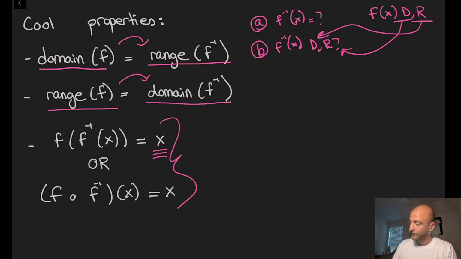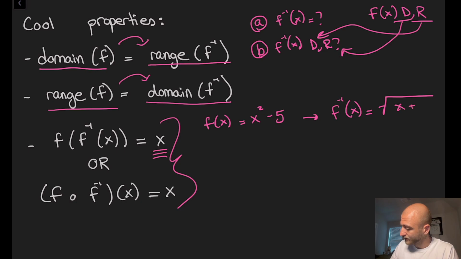Let's do an example. From the previous video, we knew that we had a function f of x is equal to x squared minus 5. And we figured out that the inverse of that function f of x is equal to the square root of x plus 5. If you forget or don't know what I'm talking about, go to the previous slides or the previous video. Now for this, let's put together everything we've learned so far about composite functions and create a composite function f of inverse f of x.